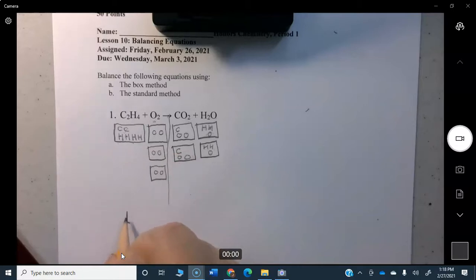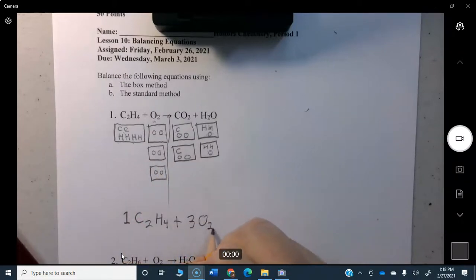And when you're first getting started with chemistry, I'd like you to write the coefficient 1 even though you don't have to. Just like in math class, you don't have to. I'd like you to write it anyway because I want you to see these numeric relationships. Okay, plus 1, 2, 3 boxes of O2. So there's 3 O2. And that's going to produce 1, 2 boxes of CO2 and 2 water molecules. Okay, and that's the final answer. That's how you balance using the box method.